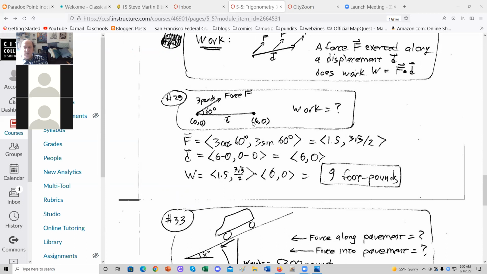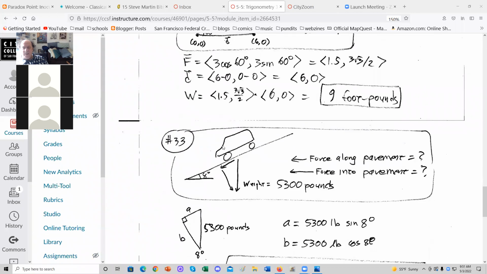The displacement is from 0, 0 to 6, 0. Difference of the x values is 6 minus 0. Difference of the y values is 0 minus 0, so it's 6 by 0. So work is F dot d, 1.5 by 3 root 3 over 2 dot 6 by 0. 1.5 times 6 is 9. 3 root 3 over 2 times 0 is 0. Add them up, you get 9. So it's 9 foot-pounds. Those are the units of work.